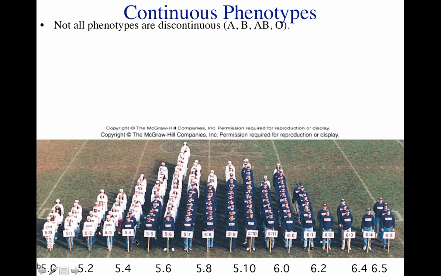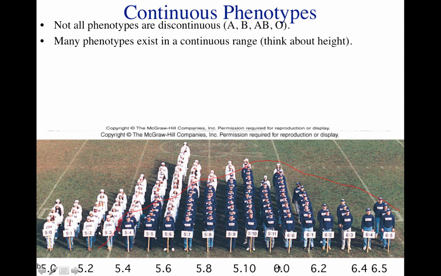The previous picture I showed you was just males because females weren't allowed at that school at that time. And so if you only look at the males here shown in blue shirts, you can see that the average height is even higher, around 5'10". So both of these are examples of a continuous phenotype. You don't have just two phenotypes, short and tall. You have a range of heights. So we call it a continuous phenotype.